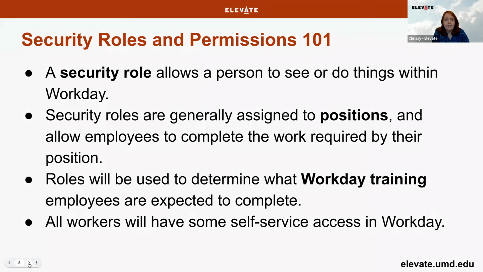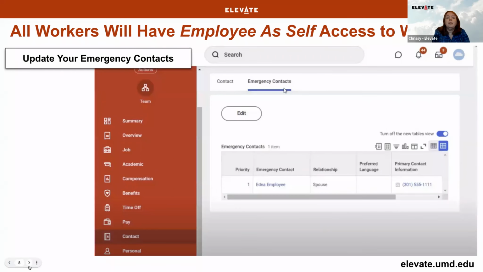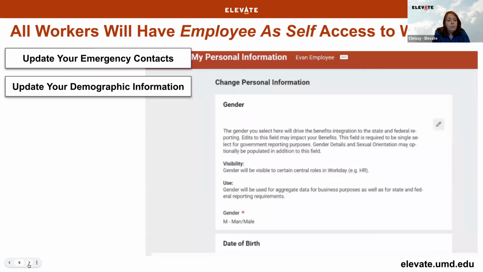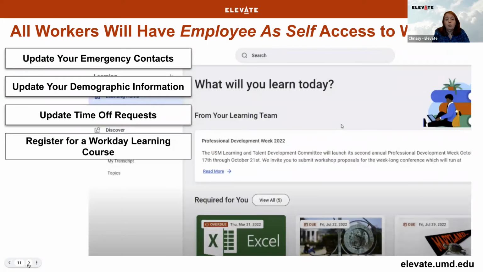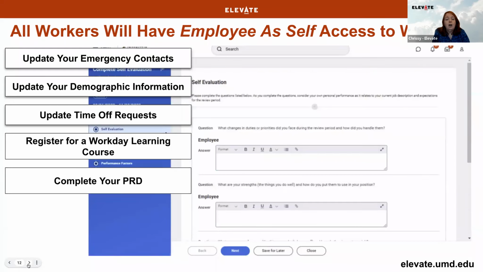Next slide, Karen, please. So here's some of the stuff you can do as employee as self. You can update your emergency contacts right in the system. You can update your demographic information. You can initiate a time off request. And you can register for some Workday learning. Mentioned in a previous FO, we talked about completing your portion of the PRD. So that's going to be a nice helpful feature that you can do in Workday without any other roles.